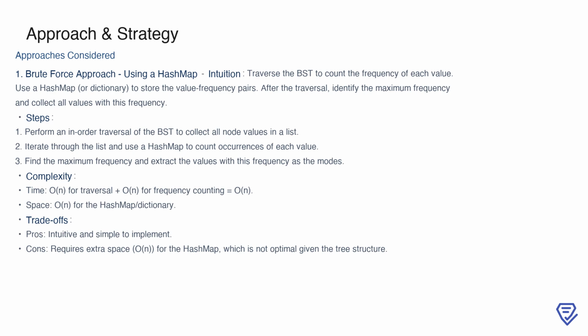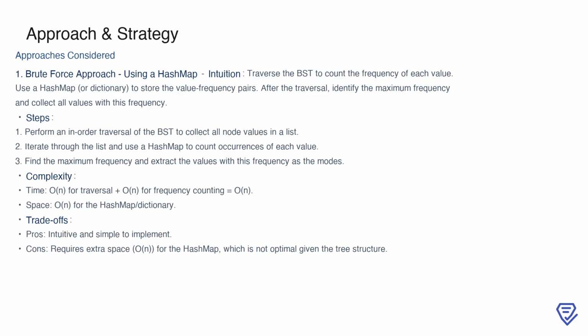The process involves three main steps. First, we perform an in-order traversal of the BST to collect all the node values into a list. Then, we iterate through this list and use the hash map to count how often each value occurs. Finally, we find the maximum frequency and extract all the values that match this frequency to identify the modes.